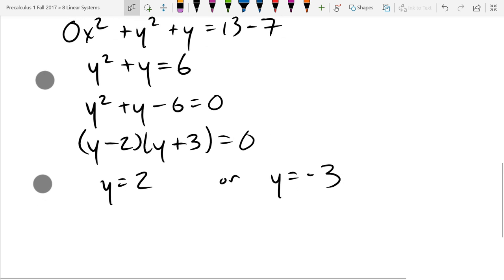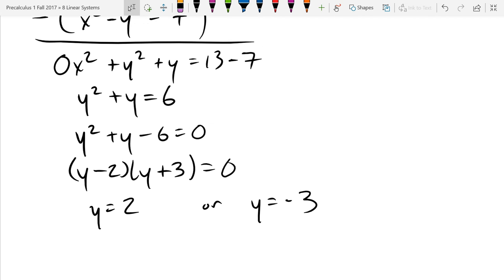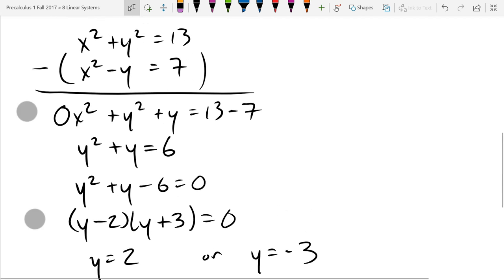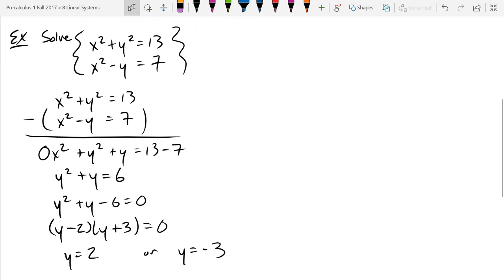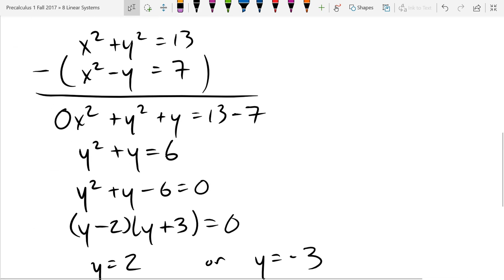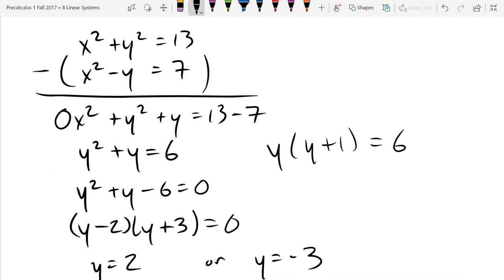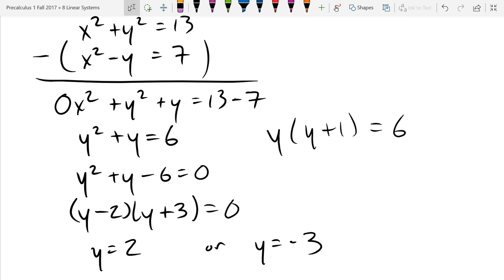Could you have, instead of subtracting the 6 on the other side, could you have... I can definitely factor out a y, but you want to be careful. You better be really good at numbers if you're going to tell me the solution is 2 and negative 3 at this point. I couldn't figure out how to tell you that.